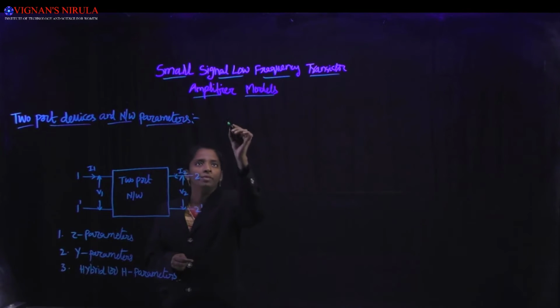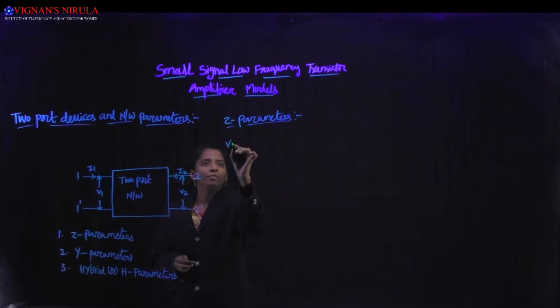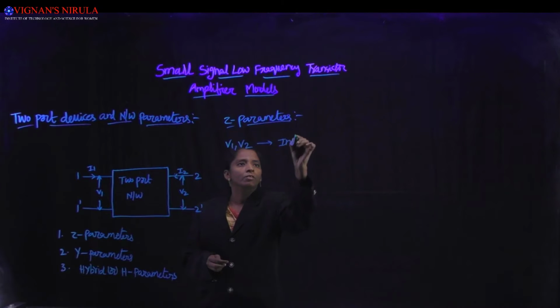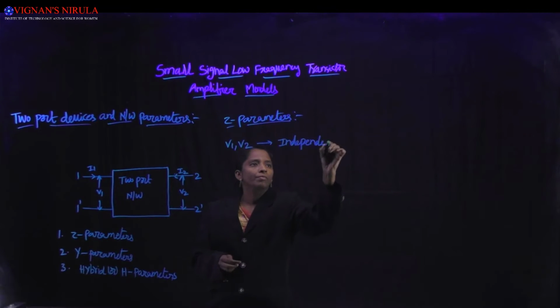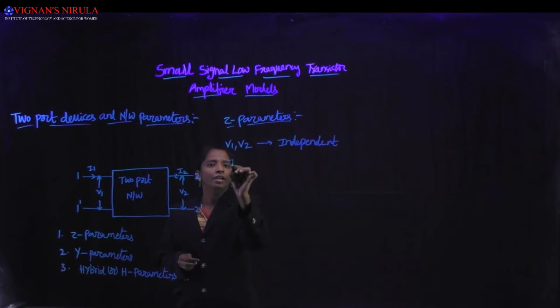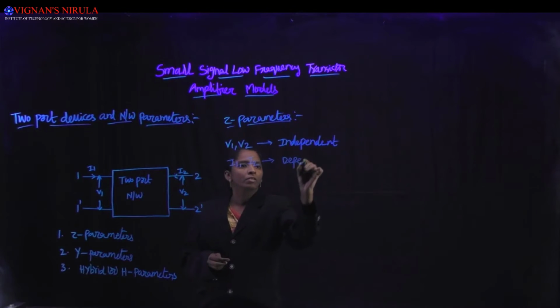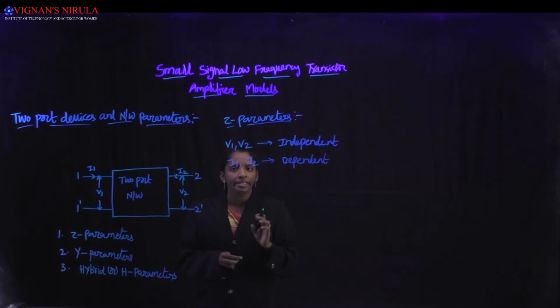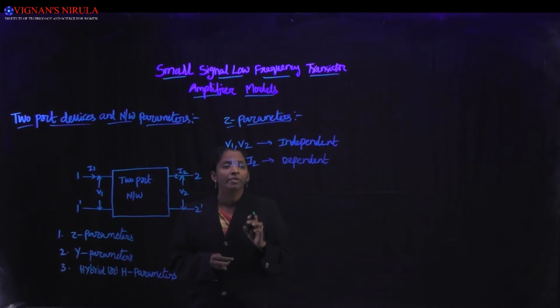First one, Z parameters. In Z parameters, V1 and V2 are called independent parameters and I1 and I2 are dependent parameters. Independent means the values of V1 and V2 depend on the remaining factors. That means V1 and V2 values depend on I1 and I2. Dependent means the values of I1 and I2 do not depend on the input variables V1 and V2.